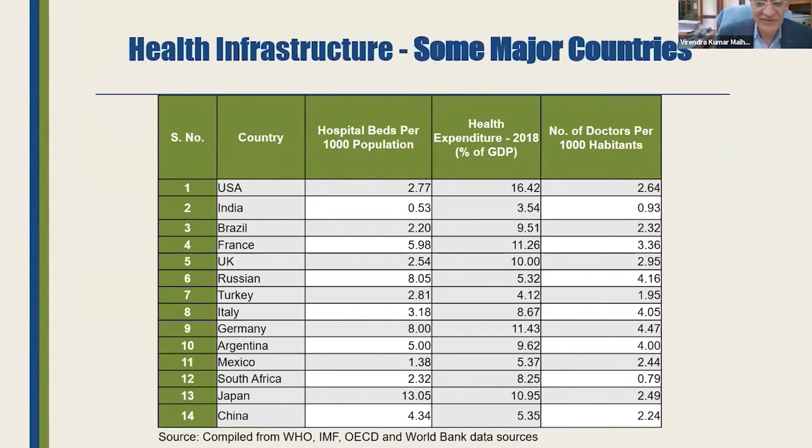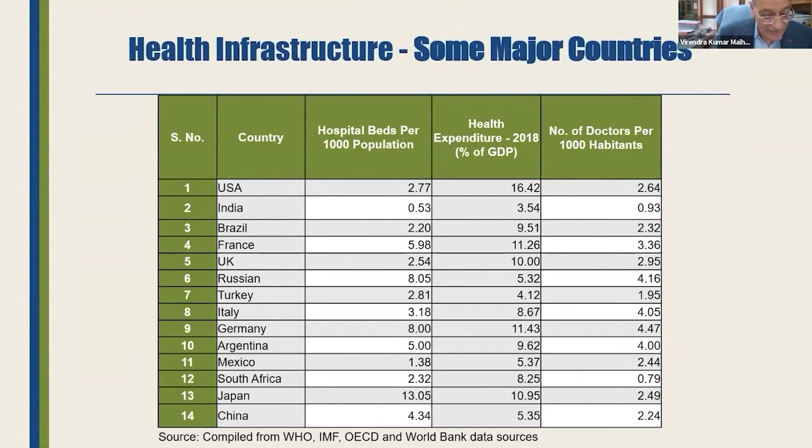We could see India's statistics and try to compare it with the rest of the world. Health expenditure is 3.54%. Hospital beds per 1,000 are only less than 1, at 0.53. And the number of doctors is again less than 1 per 1,000 people, that is 0.93. We have taken a sample of certain countries, advanced and also emerging economies. We could see India and then compare it with South Africa there.